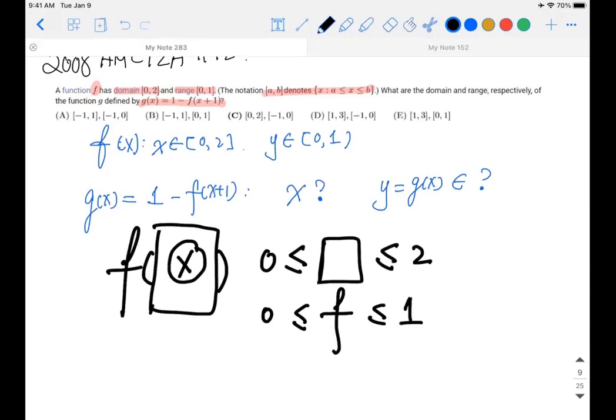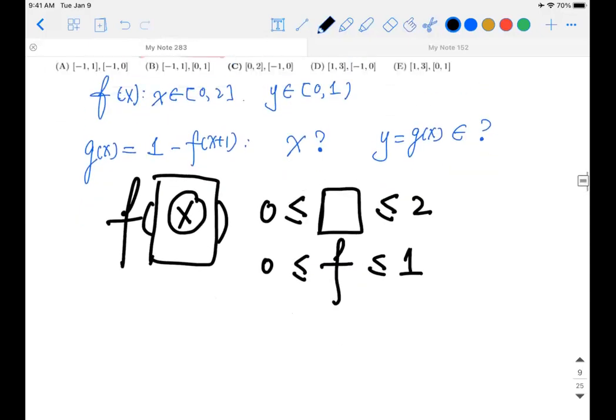Okay? If that's the case, let's check it out. What's going to happen when you change this into 1 - f(x + 1)? Again, for now, your f is no longer dealing with x.